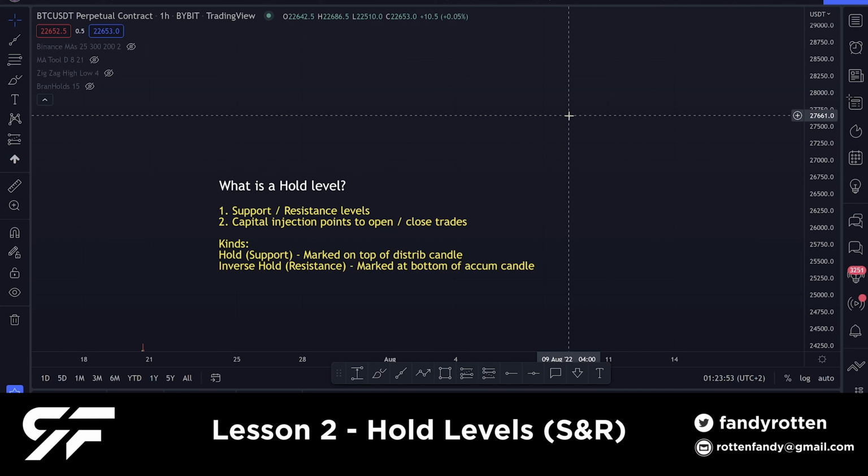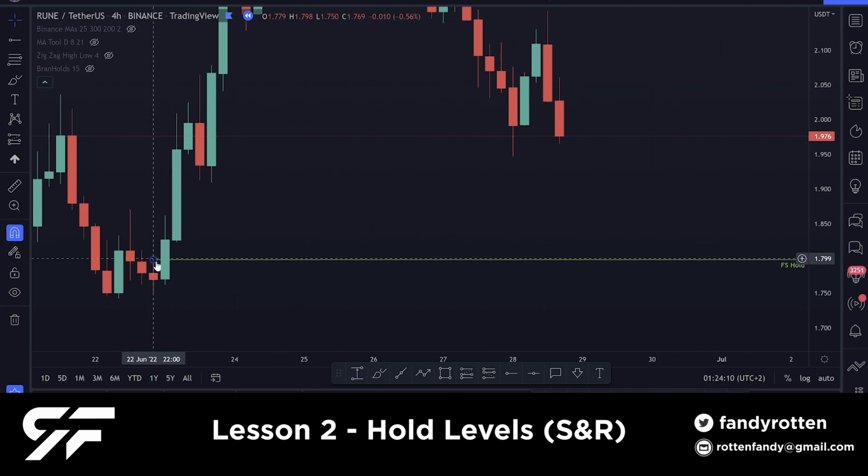So what are hold levels? Hold levels are support and resistance levels. They're capital injection points to open or close trades, right? We have two kinds. For support, we refer to them as hold levels, and they're marked on top of distribution candles, or something like this, right? Marked on top of a distribution candle. You can mark the body as well, okay?